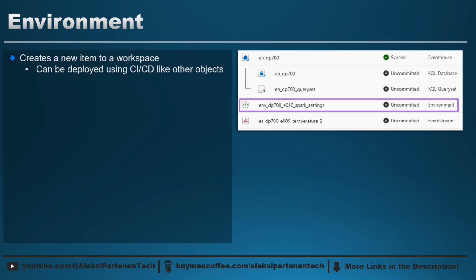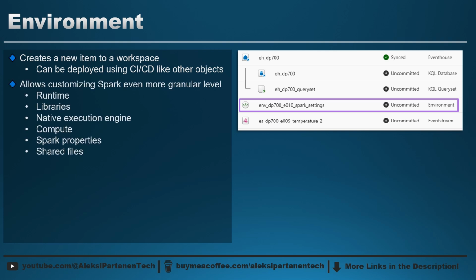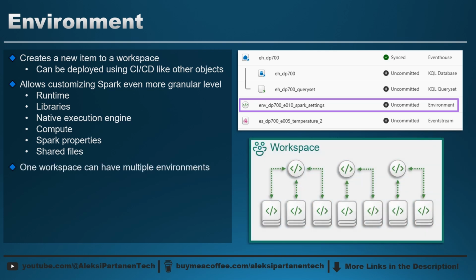For this environment, you can then configure Spark on a very granular level. You can, for example, set the runtime used in that environment, libraries that have been pre-installed for it, select the use of native execution engine, specify Spark compute settings, add Spark properties, or even share files. Into one Fabric workspace, you can create multiple environments, and then you could be using the same environment in different notebooks or use different environments in different notebooks. This creates a lot of flexibility so that you can have vastly different Spark configurations in use per notebook.